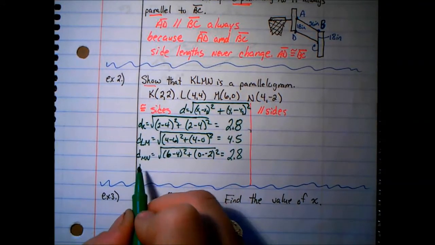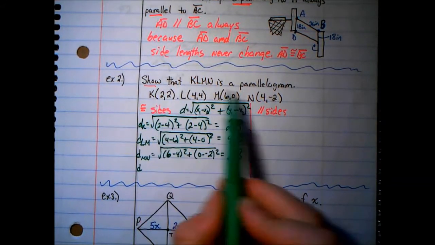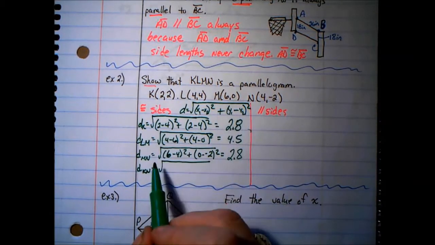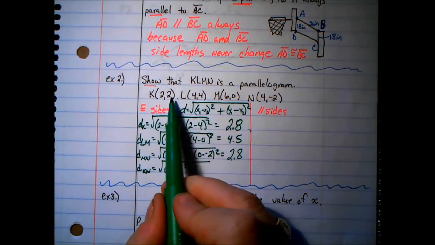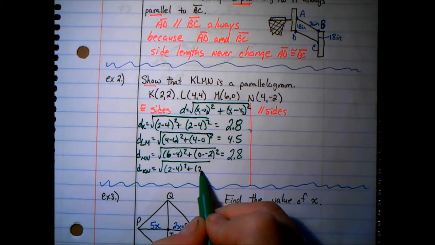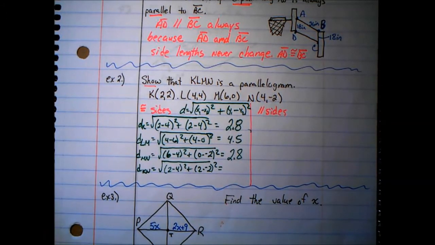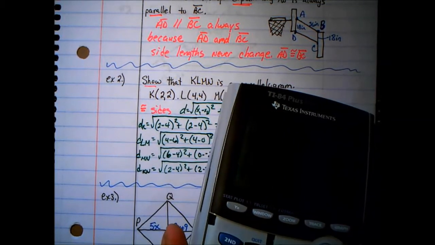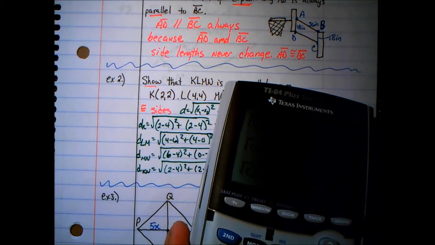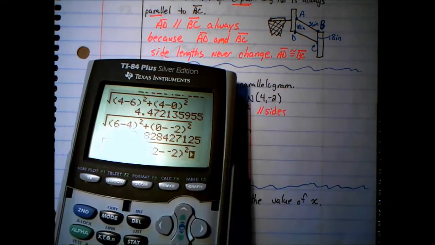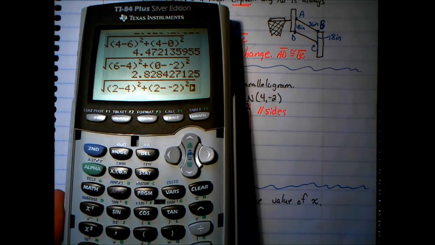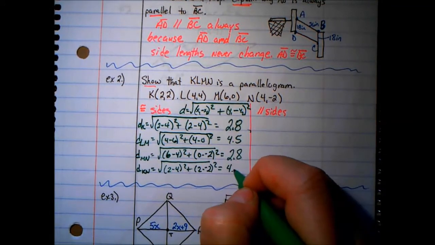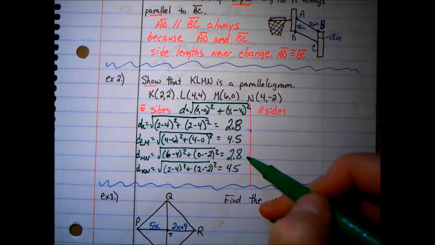And I'm going to do my last loop. If they're going to the end, that means I have to wrap back to the front. So I'm doing KN. The x coordinates are 2 and 4. And the y coordinates are 2 and negative 2. Put that in my calculator. I have (2 minus 4) squared plus (2 minus negative 2) squared. Putting that in my calculator, and that gives me basically 4.5 again.